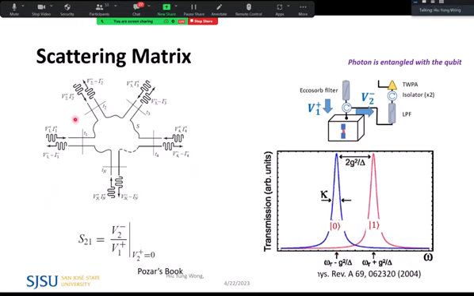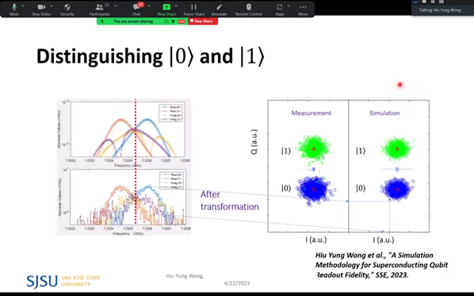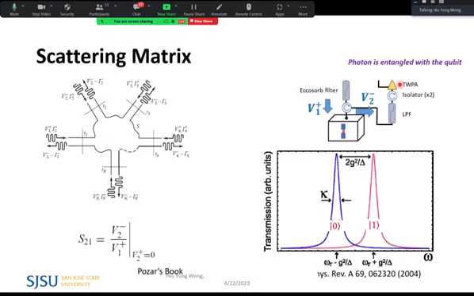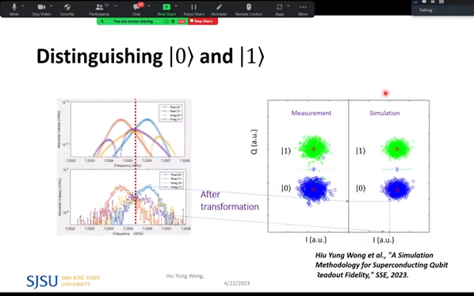Now, if I apply a pulse to it, then it's going to have a different peak when I measure it. By doing this, I know whether it is in 0 or 1. So that completes the description of how we measure a qubit in superconducting hardware. Here we show a simulation in this paper, but it's a good thing to show how it works.